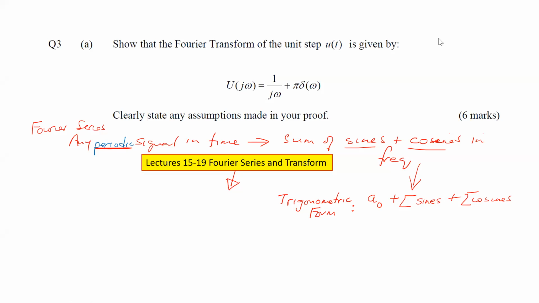Right. So just a backtrack. Our revision was that any periodic signal in time could be expressed as a sum of sines and cosines in frequency. Periodic is the key for the Fourier series, and the particular form where you have it as a sum of sines and cosines is what we call the trigonometric form.